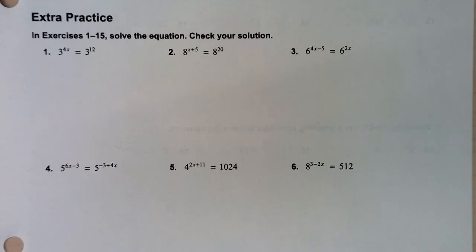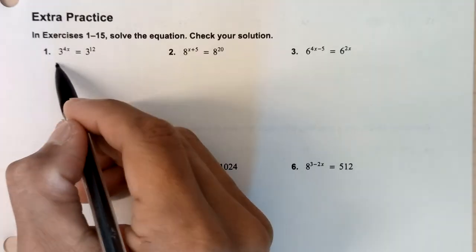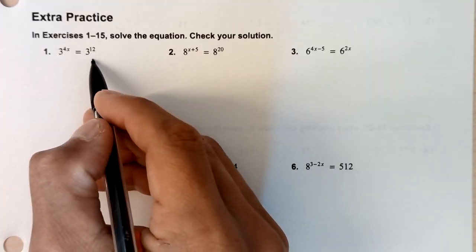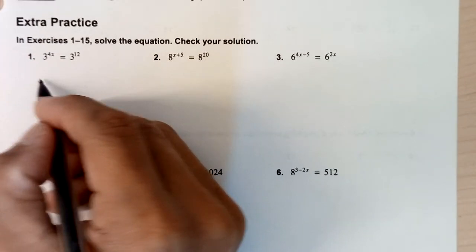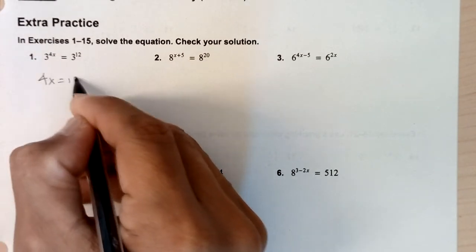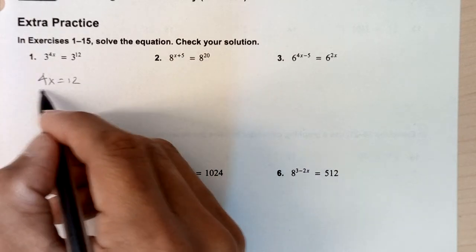So now I want to take a look at a couple more examples of solving exponential equations. It says solve the equation and then check your solution. So on number 1, 3 to the 4x is equal to 3 to the 12th. In order to solve that, the bases on each side of the exponential equation are equal. The bases are each 3. So then I can set the exponents equal. 4x is equal to 12. And that should be a pretty easy equation to solve.